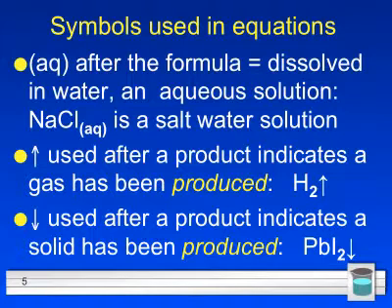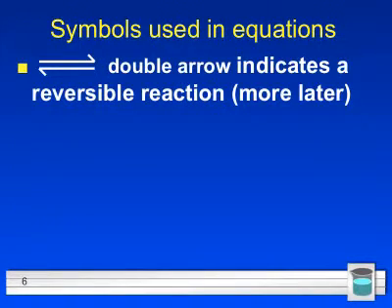Alright, the next symbol kind of looks like an equal sign, but it's really two arrows. Does everyone see the two arrows? One arrow is pointing towards the right, one arrow is pointing towards the left. Remember, the arrow points in the direction of the products, correct? So if the arrow is pointing in both directions, it means both sides can be the product, which means the reaction is reversible. So it'll form to the right just as fast as it'll form to the left.